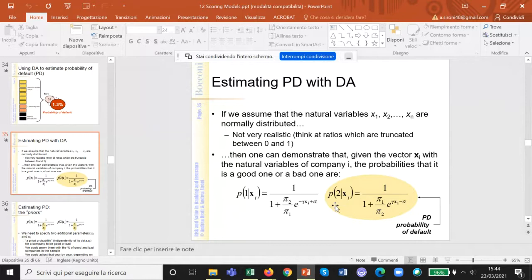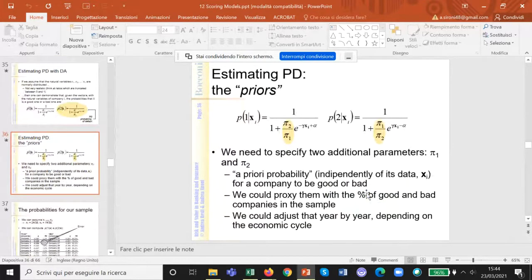That one, the second one, is the probability that company i belongs to the bad companies, group 2, given its values xi. The probability of belonging to group 2, i.e. to the bad companies, is clearly the probability of default. This can be computed, as shown here, using this ratio pi1 to pi2.